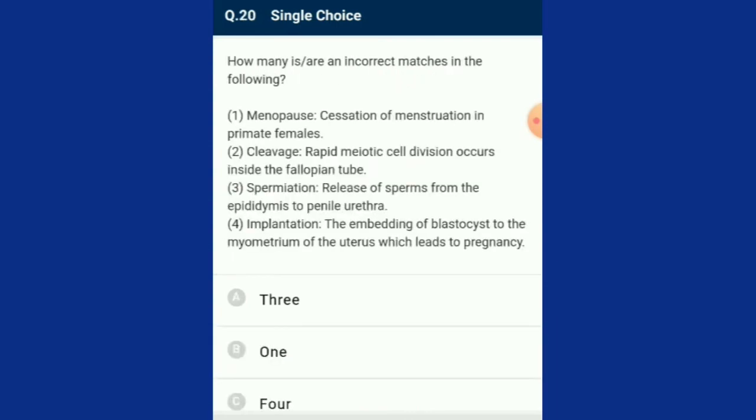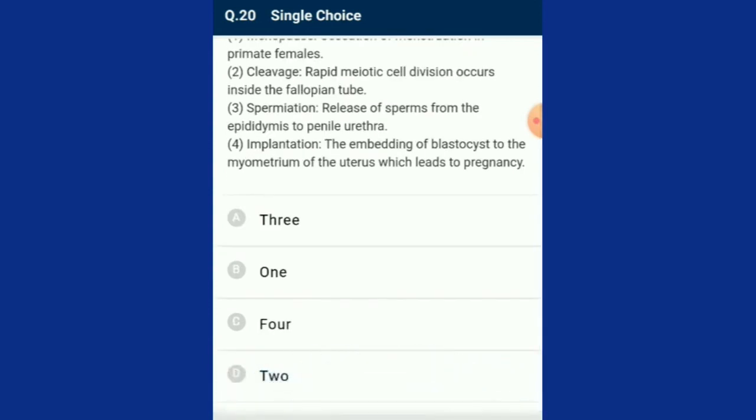Question number 20. How many are incorrect matches in the following? Totally, four statements are given. Cleavage is a rapid mitotic cell division of the zygote in the fallopian tube. Spermiation, releasing of sperms from the head of Sertoli cells to the lumen of seminiferous tubules. Implantation, the implanting of the blastocyst to the endometrium of the uterus, which leads to pregnancy. So the answer for this question is option A. From the given four statements, three statements are incorrect matches.